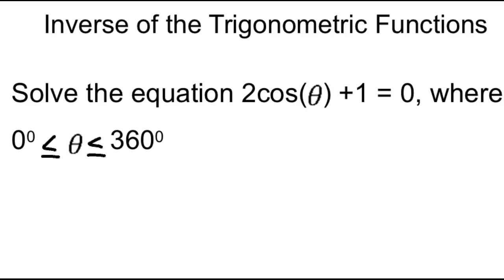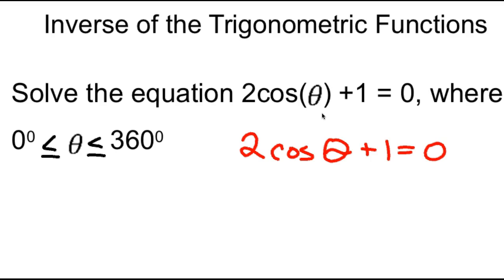So what does that mean? We could guess and check and start plugging angles in to theta here until we just got 0. But let's try and solve this thing just like we would any other problem. So if you have 2 times cosine theta plus 1 equals 0, we're going to solve this just like an algebraic problem. So we're going to isolate theta. We need to get theta by itself.